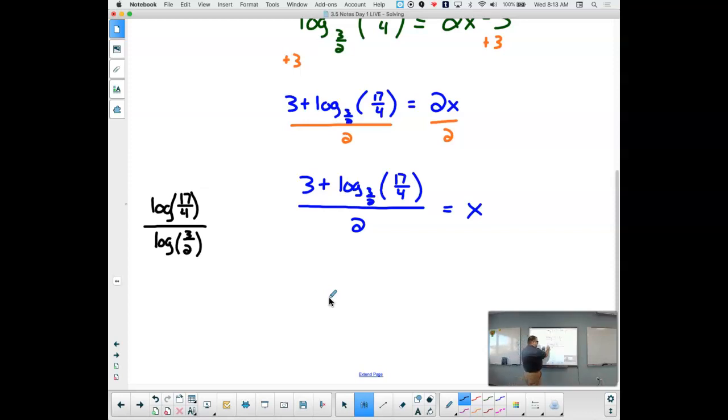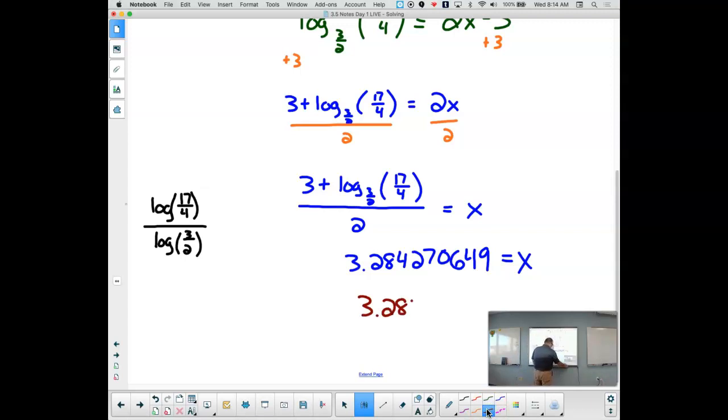Then according to the blue fraction, I've got to add 3 to that, and then I've got to divide that by 2, and that is going to get me 3.284270649 equals x. Okay. And we said round it to 3, so that would then be 3.284 would equal x.